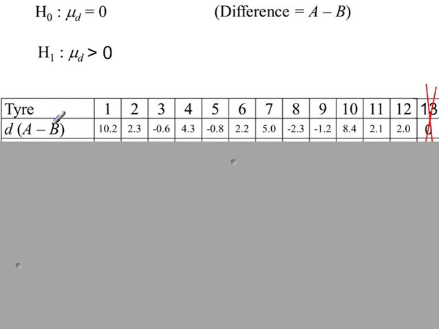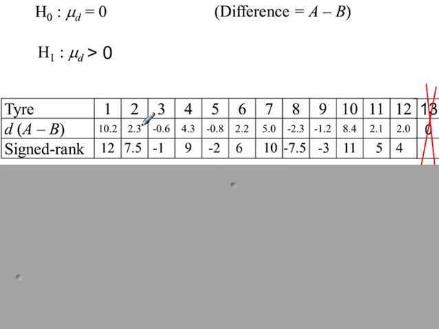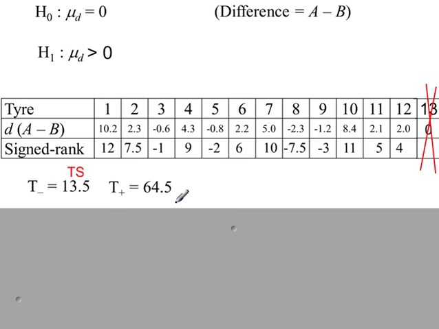So working out the differences, doing A minus B, and there's a difference of 0 which is crossed out and not included, and then ranking the data, so ignoring the minuses on the differences, rank the data, the smallest being rank 1, take into consideration tied ranks like the 7.5 here and here, and then separate the ranks according to the signs on the differences, whether it's a negative difference or whether it's a positive difference. Then add up the ranks. So for the negative values we've got 13.5, for the positive ones 64.5, and the smaller out of those two becomes our test statistic. So 13.5 is our test value.